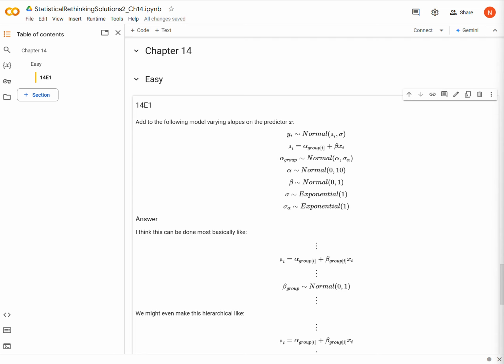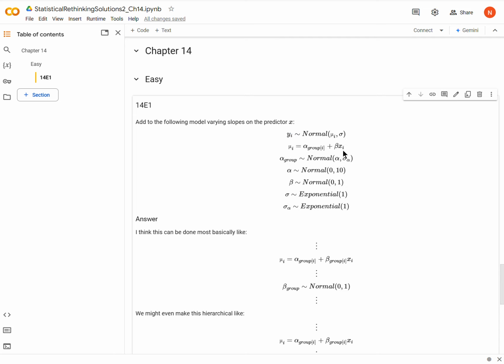If that seems a little bit confusing, I encourage you to go back and reread the introduction to chapter 14. I think it gives a fairly good intuition as to when this might be appropriate or useful. But we're just going to jump right in with 14E1. In 14E1, we are supposed to add varying slopes on the predictor X on this model. So here's the model, and we have to modify this somehow.